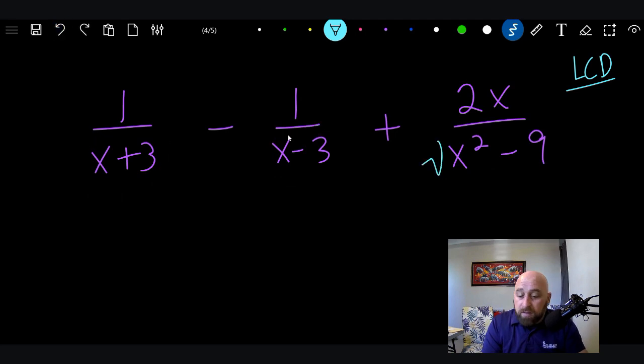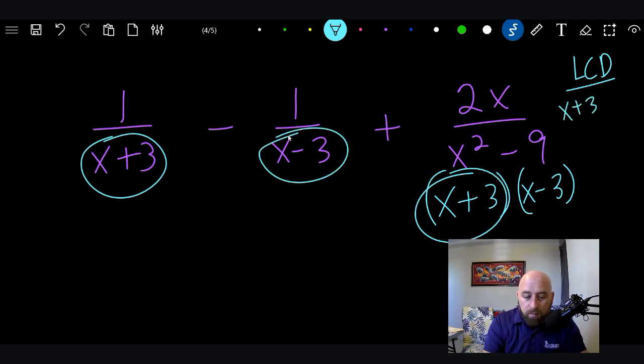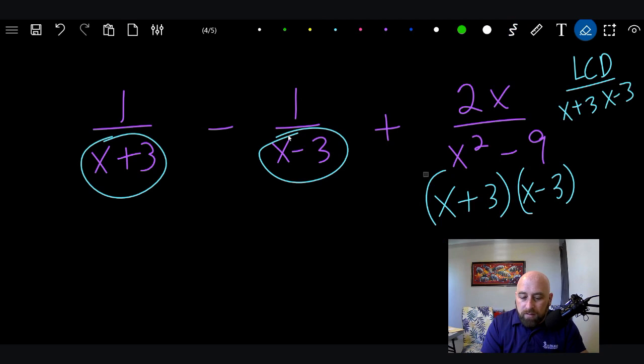All right, this is a difference of two squares because we have two squares and a difference. So this is going to give us a conjugate. It's going to give us x plus 3 and x minus 3. Well, look what we have. We have an x plus 3 and an x plus 3. So that's part of our LCD, x plus 3. We have an x minus 3 and an x minus 3. So that's the other part of our LCD. So there's our LCD.